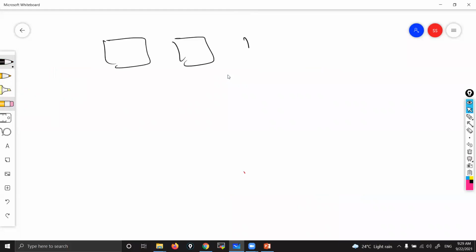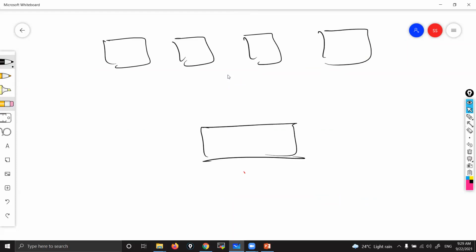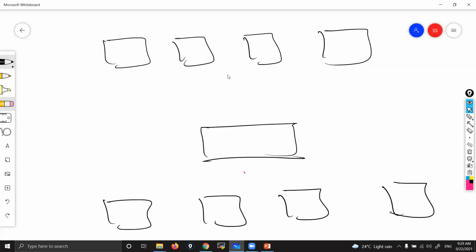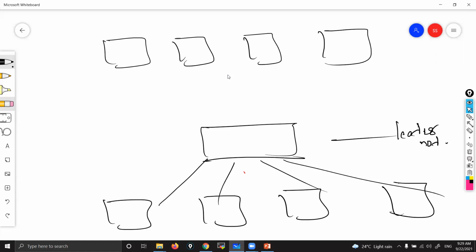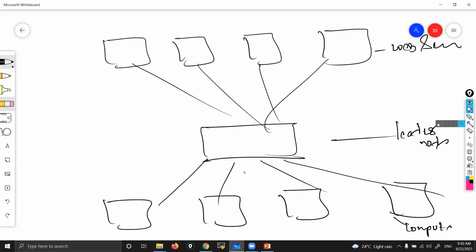These are web servers. This is my leader node. These are compute nodes. Okay, leader node. These are compute nodes. These are my web servers. Okay. Now what we do, we connect all these things. Right? That's it.